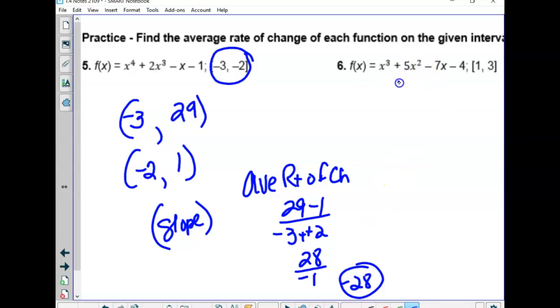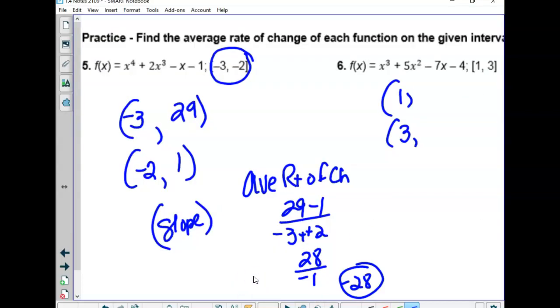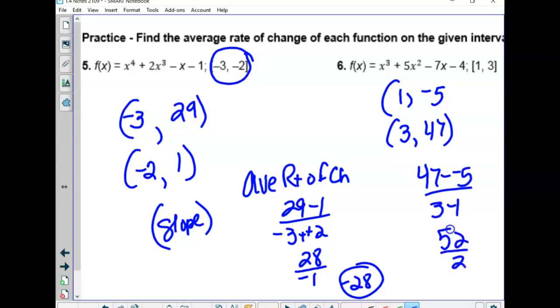And then number 6, they would want you to put in a 1 and a 3. And I got out a -5 and a 47. So 47 minus -5 over 3 minus 1 is 52 over 2, or 26 positive. Okay.